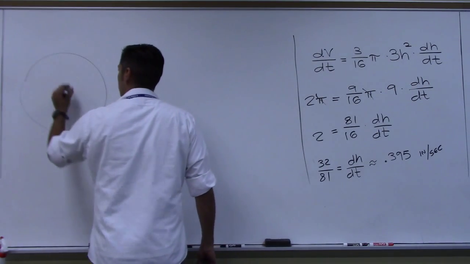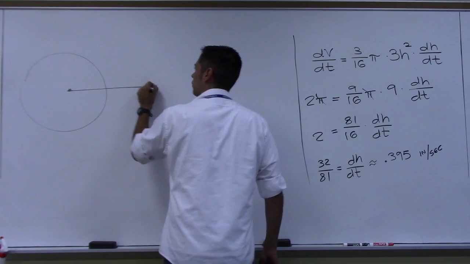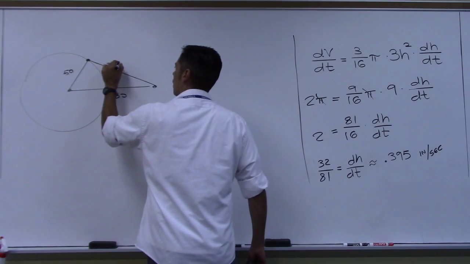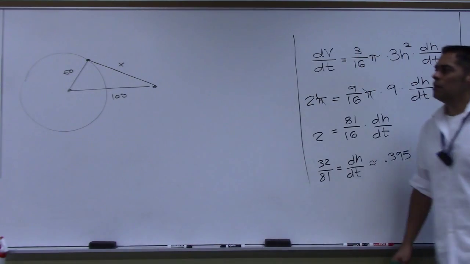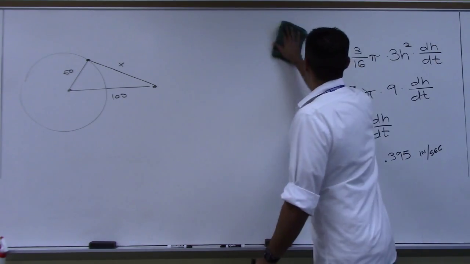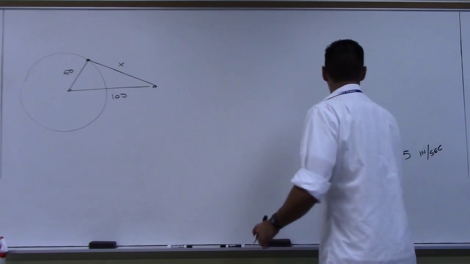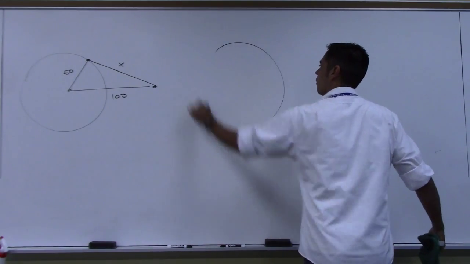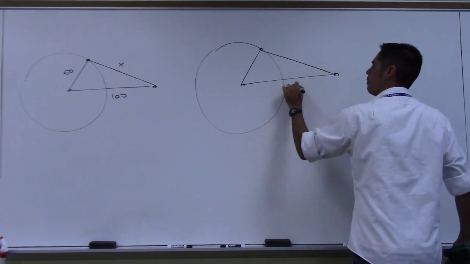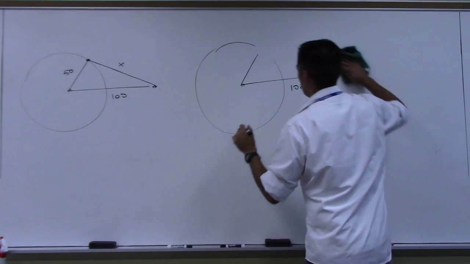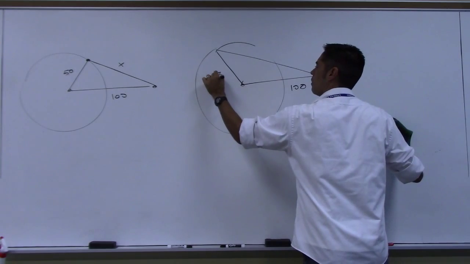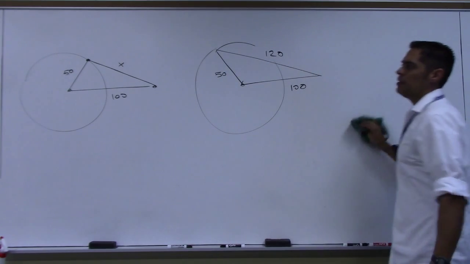In my general picture, (150), and I'll call this x. We want to know x, the distance between the two. That's my general picture. How about the instant in time? Actually, it's 120, isn't it? Yeah. That's my instant in time picture.